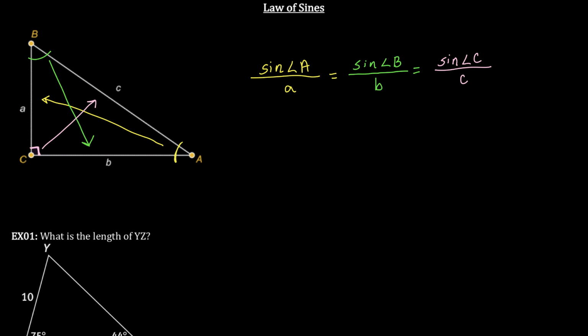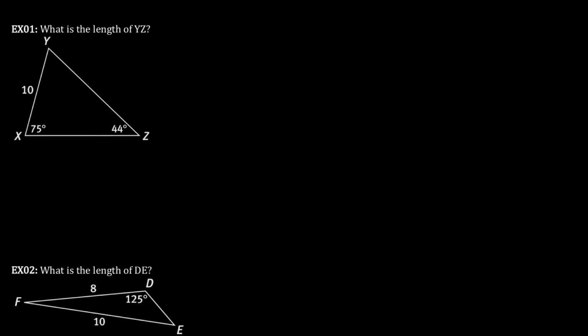Let's go ahead and use this. So example 1, what is the length of YZ? So we're looking for this right here. Let's make it green. Okay. So we have this 44, and it is across, or it's opposite of this 10, this YX. And then we have this 75 degrees, and it's opposite side X.